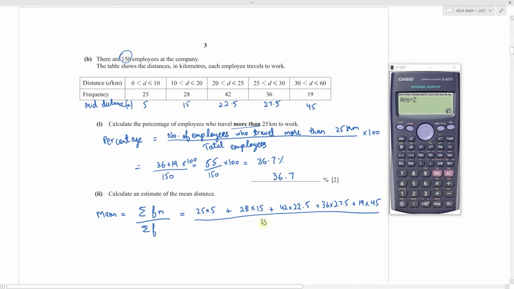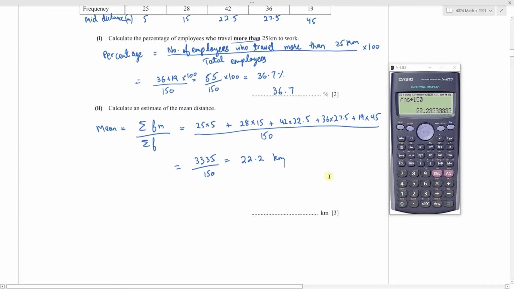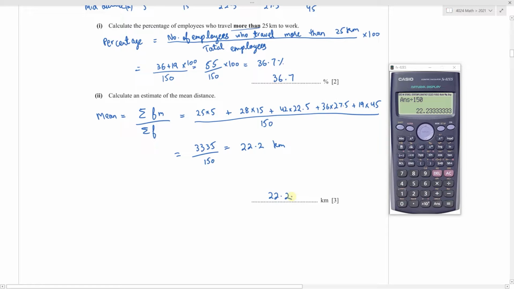We already know that it's 150. So let's calculate the numerator here. 25 multiplied by 5, 28 into 15, 42 into 22.5, 36 into 27.5 plus 19 into 45. So this is 3,335 divided by 150. So this divided by 150 is 22.2 kilometers up to three significant figures. So this is 22.2.